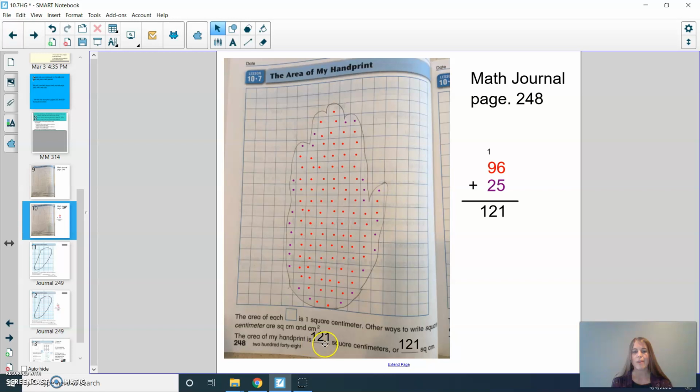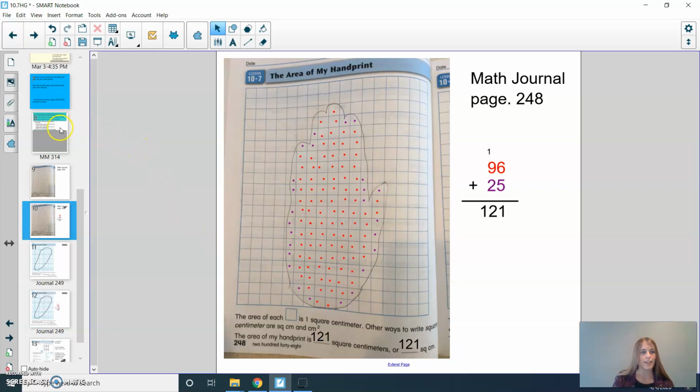So the area of my handprint was 121 square centimeters, or 121 SQCM, which also stands for square centimeters. Now you maybe had an answer that was different than mine, since we all have different size hands. But again, just double check to make sure that you found your area correctly.